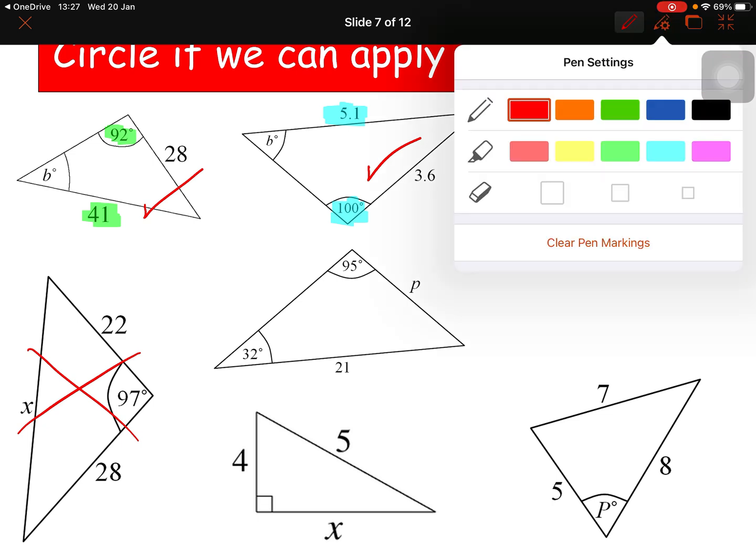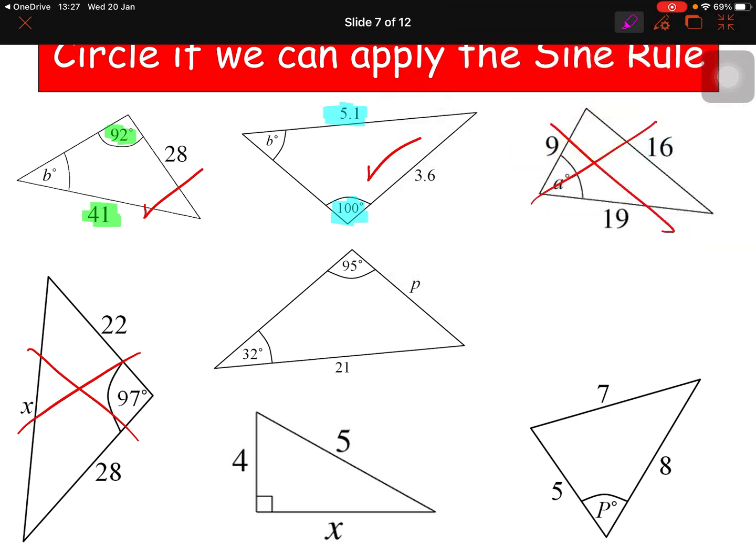On to the one in the middle. I've got 21 and I've got a 95. I now have a matching angle and a matching side. Therefore, I would be able to use sine rule to work it out.